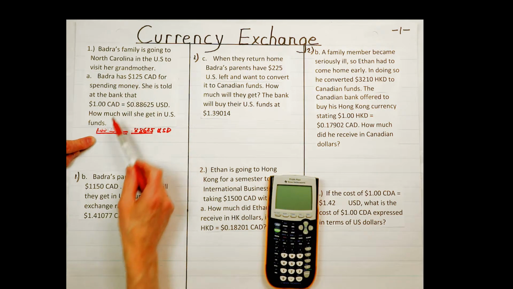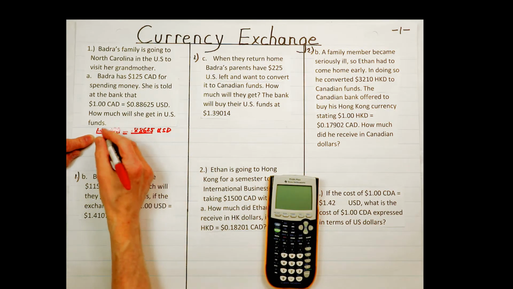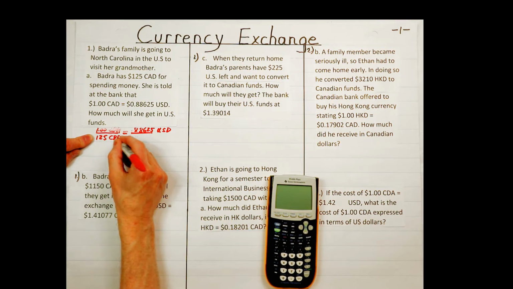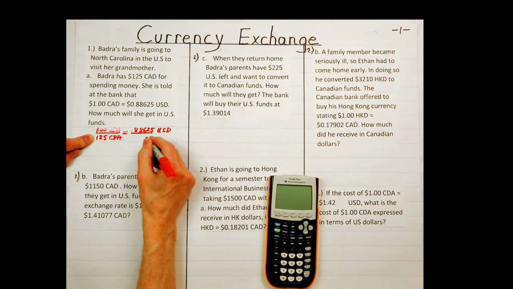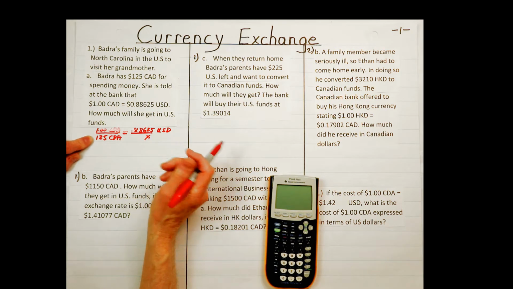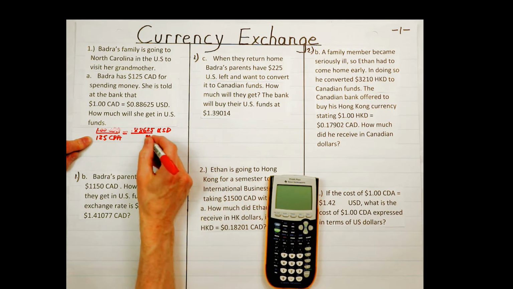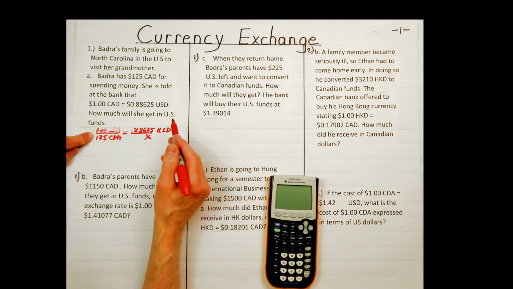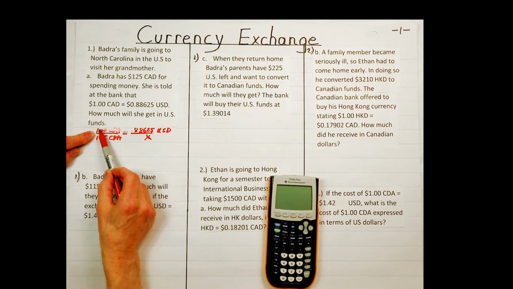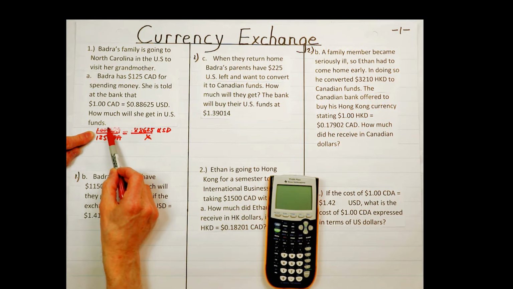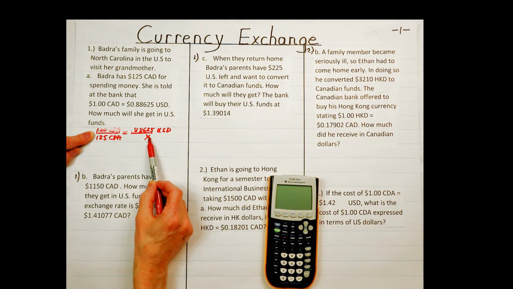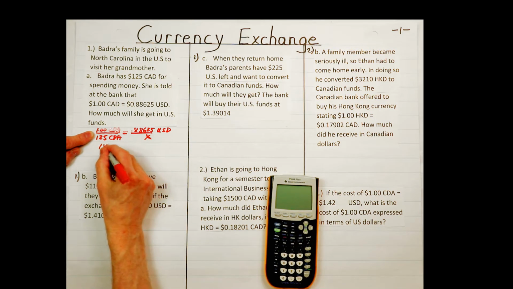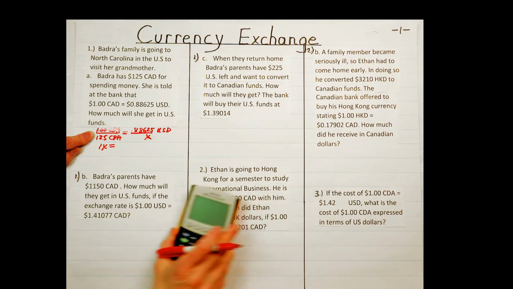So in the proportion, Canadian goes with Canadian. So 125 Canadian goes here, and the x will represent US funds. And do you remember when you did proportions in chapter 1 that you cross multiply? So the top of the left-hand side is 1, the bottom of the right-hand side is x, so we cross-multiply and get 1x, or x.